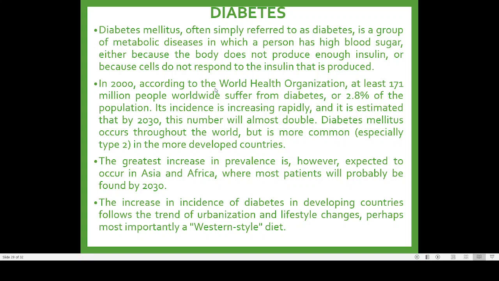In 2000, the WHO stated that at least 171 million people worldwide suffer from diabetes. That is 2.8% of the world population suffering from some form of diabetes, so nearly 3% worldwide. But if you take the data in Kerala or in India, more than 10% of our population suffers from diabetes. You may not be aware that at least one person in your family, or in most families in Kerala, has diabetes.